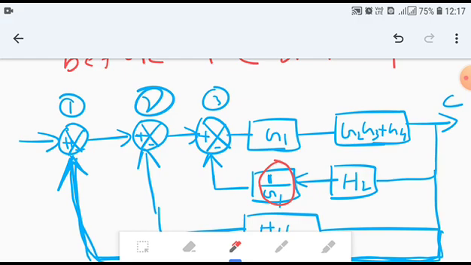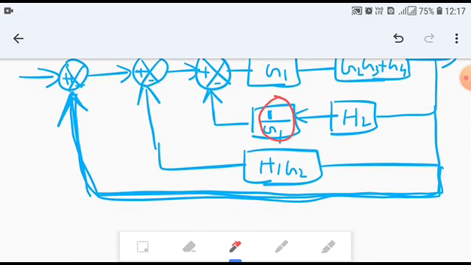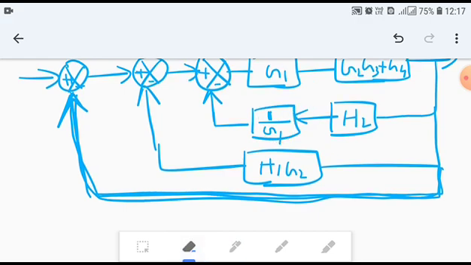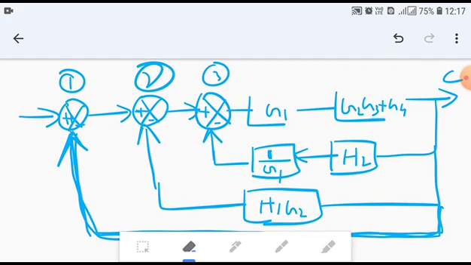So this is rule number 6 which I have explained in class number 1. Whenever we move the summing point before the block G1, we have to add a new block of 1 by G1, right? Remember that rule, moving the summing point ahead of the block. So now here this G1 and this G2, G3 plus G4 are in series.